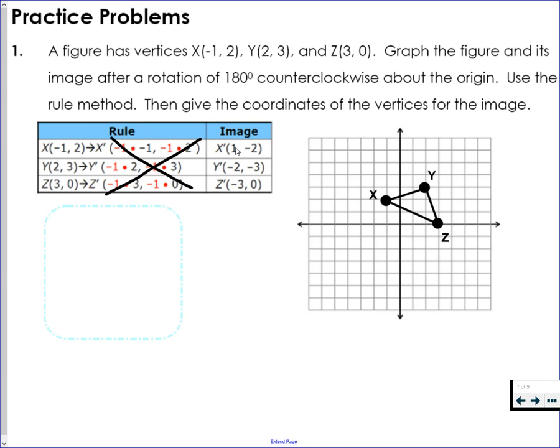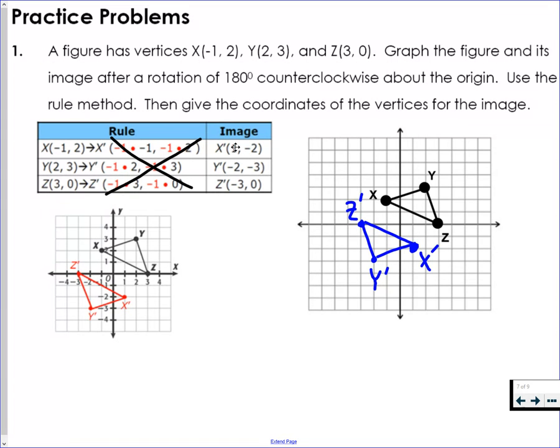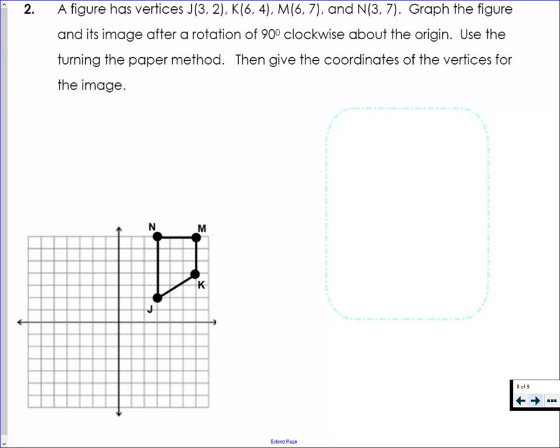So my original graph is here. X prime is going to be at 1, -2. You can see point X was in quadrant 2. Point X prime is in quadrant 4. It's halfway around. Point Y is going to be, or my Y prime is going to be at -2, -3. And then point Z is at -3, 0. There we go. And there's a picture that looks way better than mine. But that's doing it with the rules. Again, 180, I love the rules.